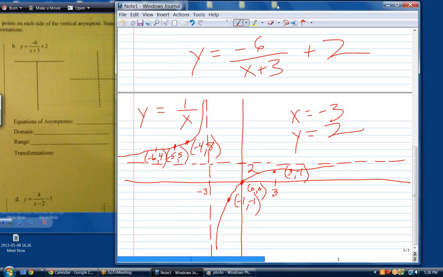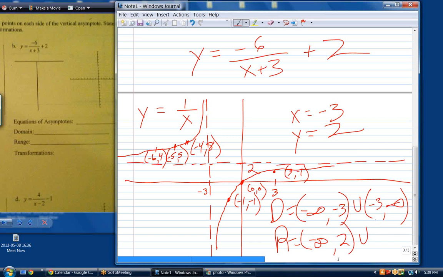It'd be negative infinity to -3, combined with -3 to positive infinity. So that's the domain there. The range: negative infinity to +2, and then +2 to infinity. And the transformation.